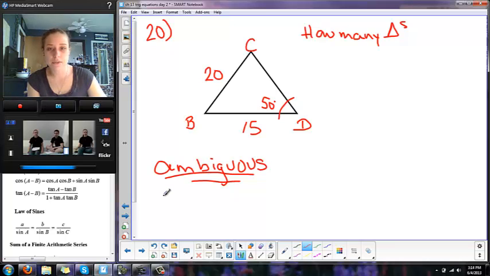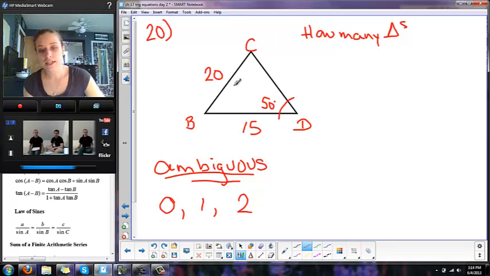If you say something to me and it's kind of ambiguous, I could take it a couple of different ways. So this is called the ambiguous case because if you are given these pieces of information, it's uncertain whether or not that information could make you any triangles whatsoever. Maybe this stuff doesn't even work. Maybe 0 triangles can be formed. Maybe only 1 triangle can be created using this information, or maybe there's 2 different triangles that could be constructed. So it's called the ambiguous case because given the information, there could be 0 triangles, 1 triangle, or 2 triangles.